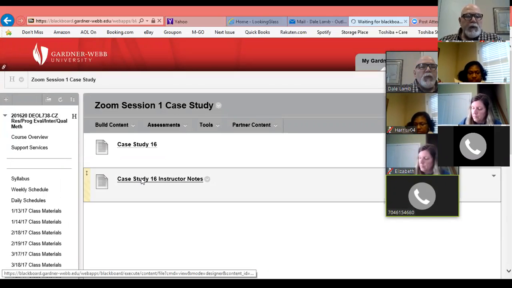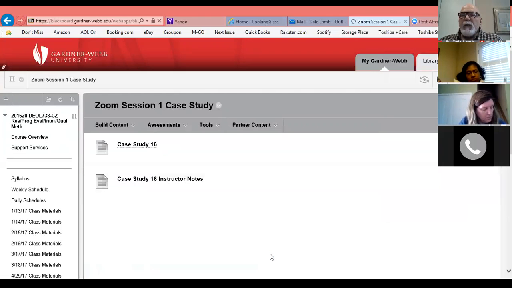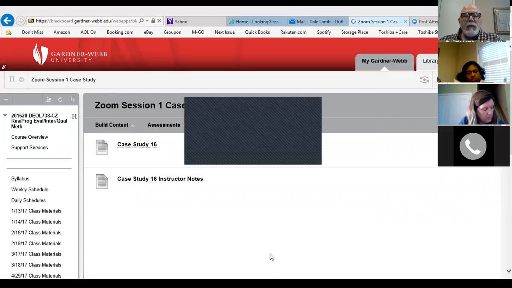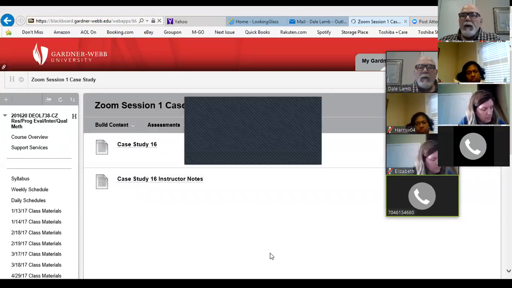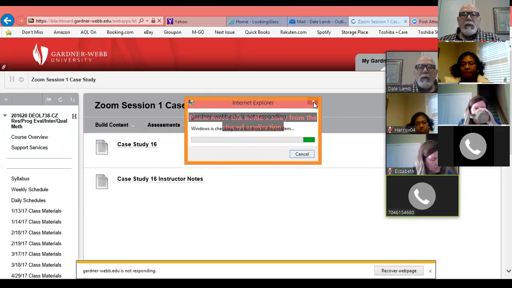If I can get the instructor notes to open. Unfortunately, Blackboard won't let me open these beforehand. Gardner Webb's not responding. Blackboard's up and down this morning. Let's see if we can get it to come back up. As you can see, it's wonky today. They work on it on the weekends, not remembering that we have weekend classes. So come back, Blackboard.